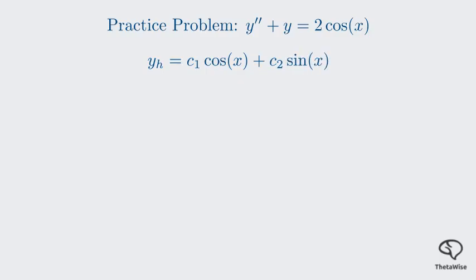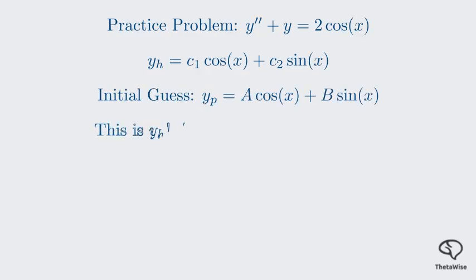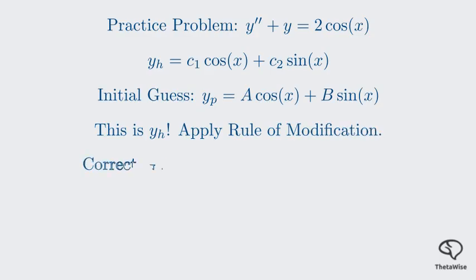Our initial guess for f of x equals 2 cosine of x would be a cosine of x plus b sine of x. But notice that this guess is identical to y sub h, so we must apply the rule of modification and multiply by x. Our new guess is y sub p equals ax cosine of x plus bx sine of x. This is the correct form to use.